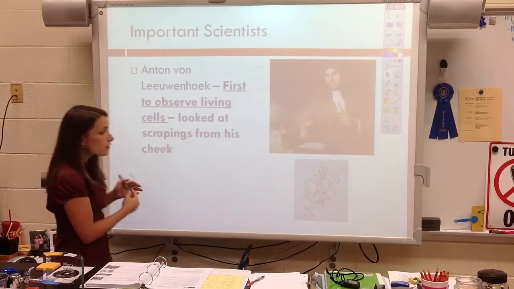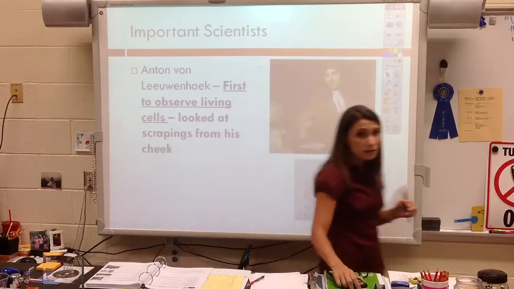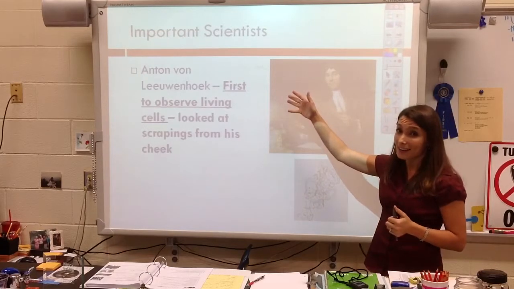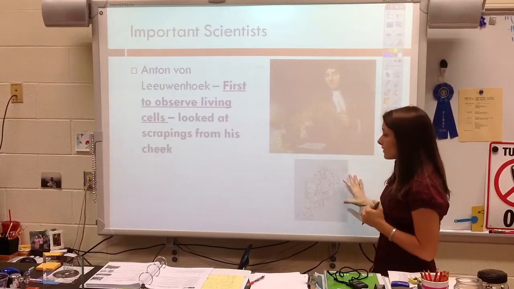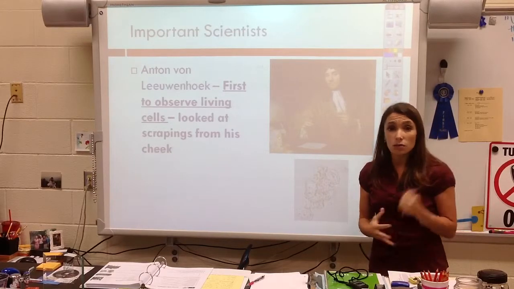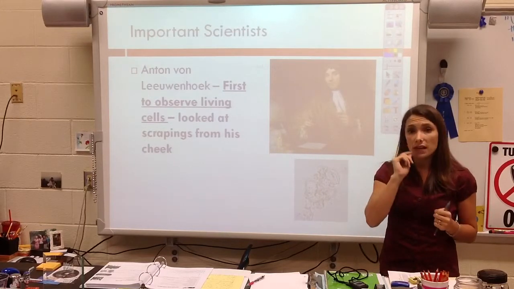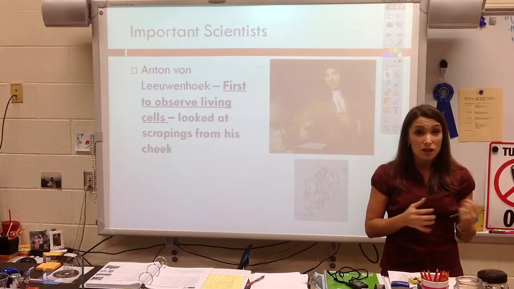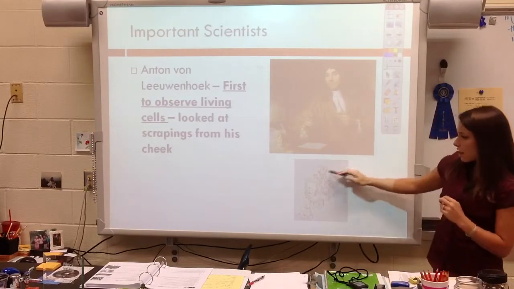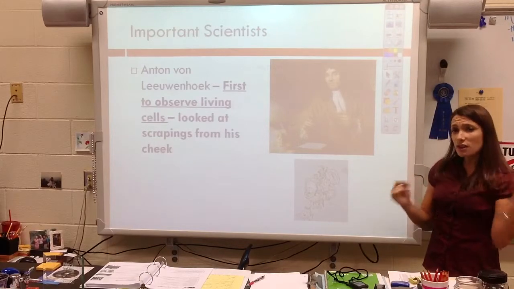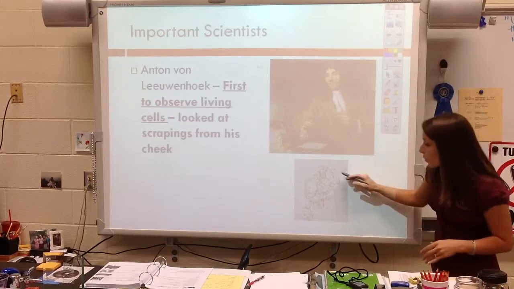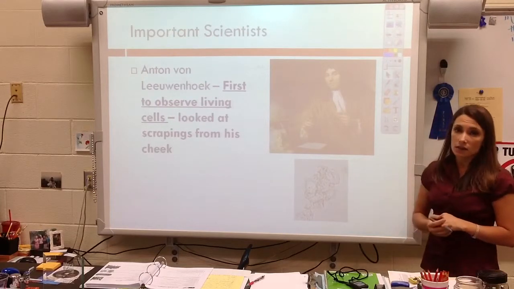And so the very first person to see living cells was a man named Anton von Leeuwenhoek. He first observed living cells by looking at scrapings from his cheek. This is something that we'll do in the next class, where we'll take some scrapings of your cheek cells and look at them under a microscope. It's a kind of hard picture to see, and there's not as much detail as we would like, but there are a few things that we can see that every cell is going to have.